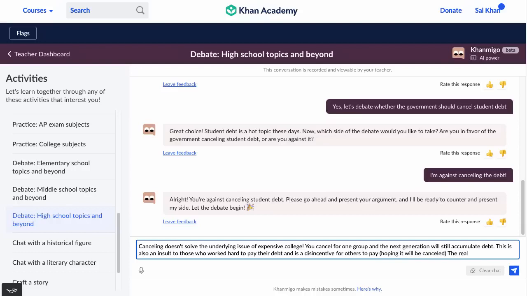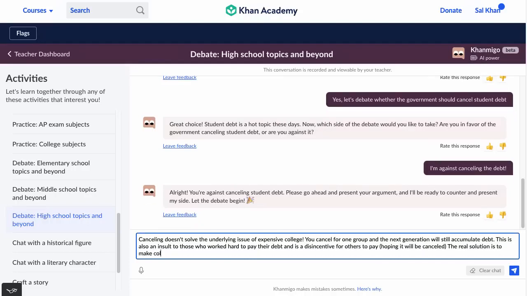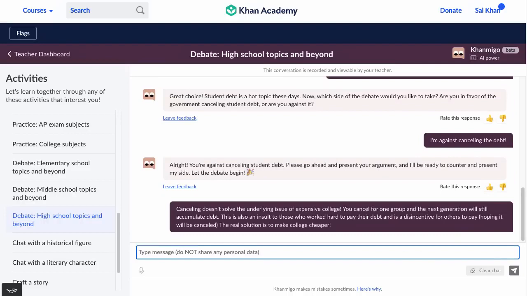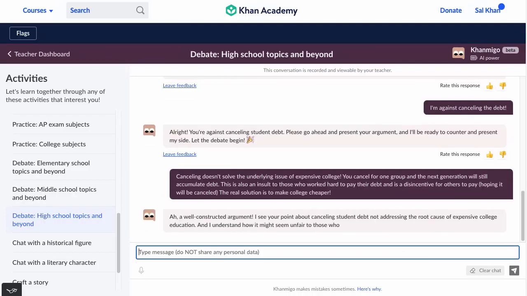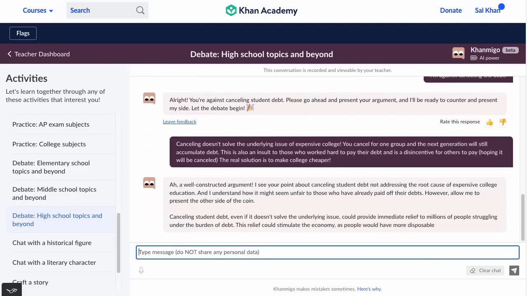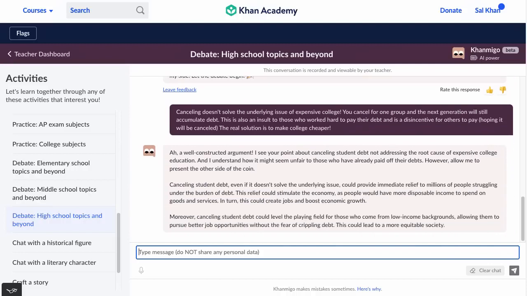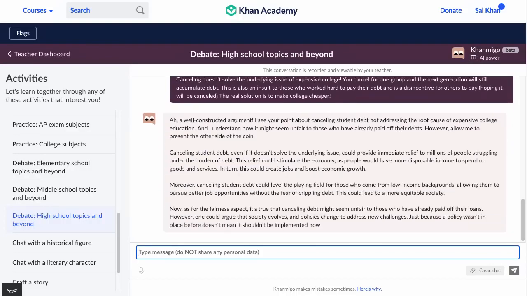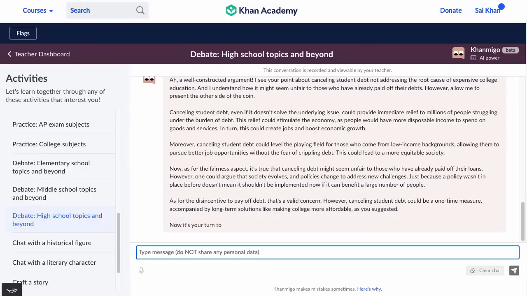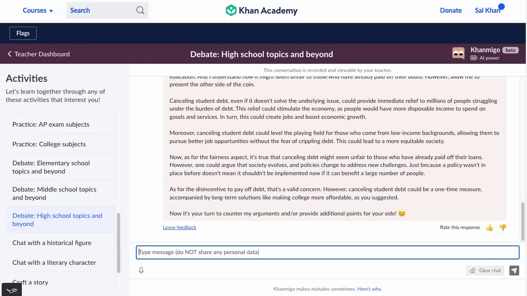The real solution is to make college cheaper. And let's see what it responds. A well-constructed argument. I see your point about canceling student debt not addressing the root cause of expensive college education, and I understand how it might seem unfair to those who have already paid off their debts. However, allow me to present the other side of the coin. Canceling student debt, even if it doesn't solve the... and you can see it keeps going on and on.